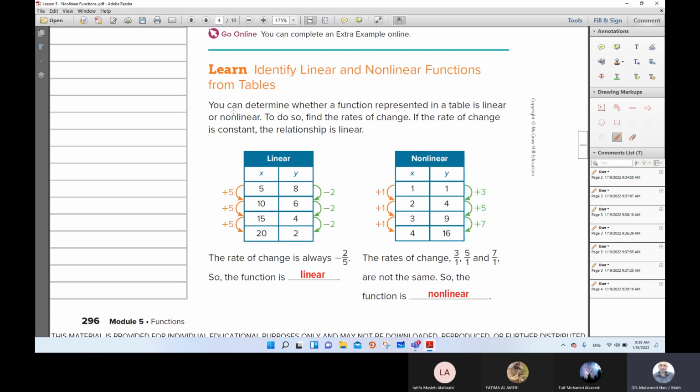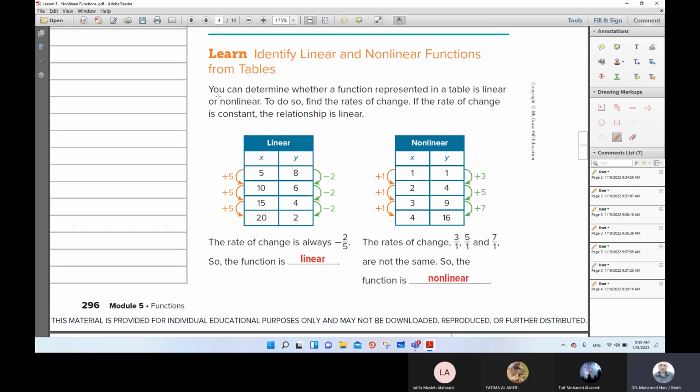Now we want to learn to identify linear and non-linear functions from tables. You can determine whether a function represented in a table is linear or non-linear. To do so, find the rate of change. If the rate of change is constant, the relationship is linear.